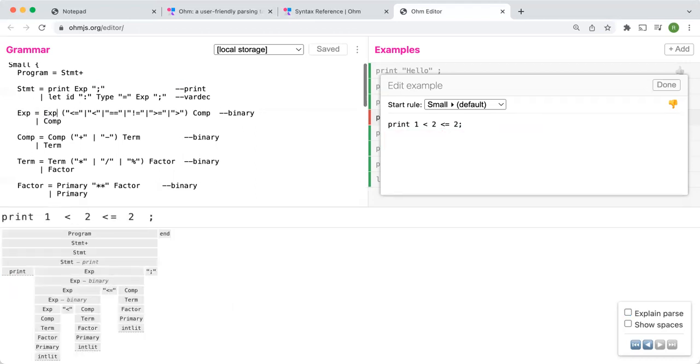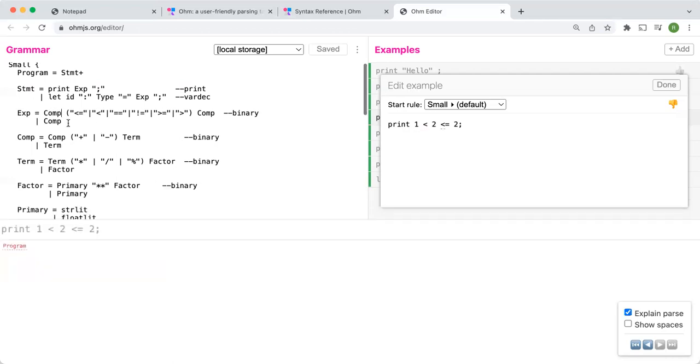because when this was an EXP, I could generate more and more and more of these relational operators. But by doing it like this, I can't have anything in here with a less than or greater than or anything or equals, and I can't have that here. So this is the way to get relational operators to be non-associative.